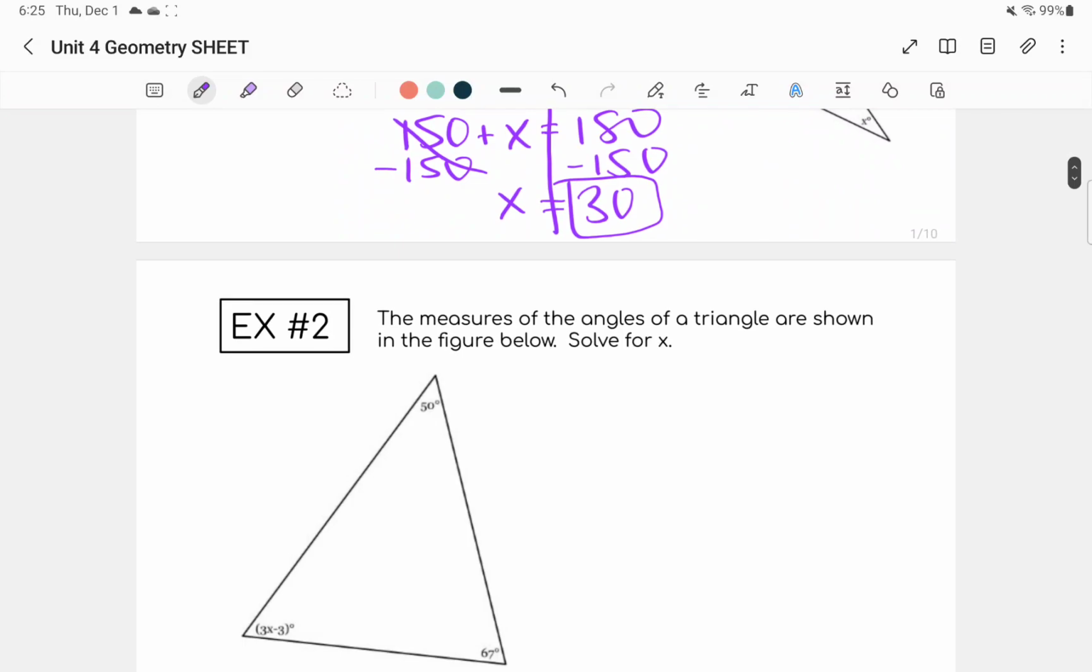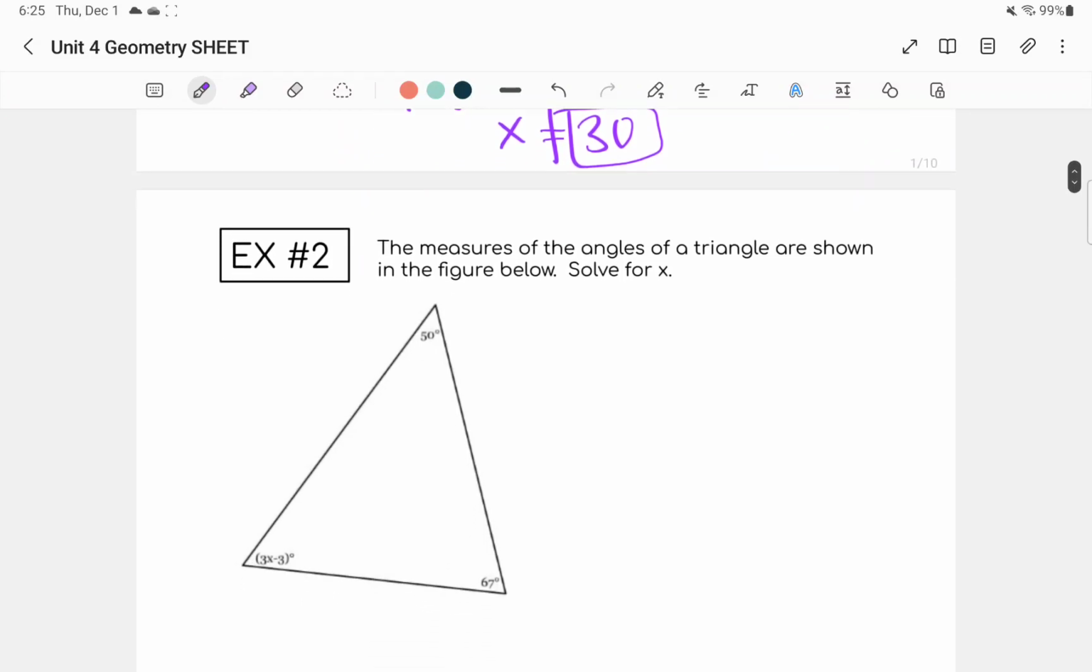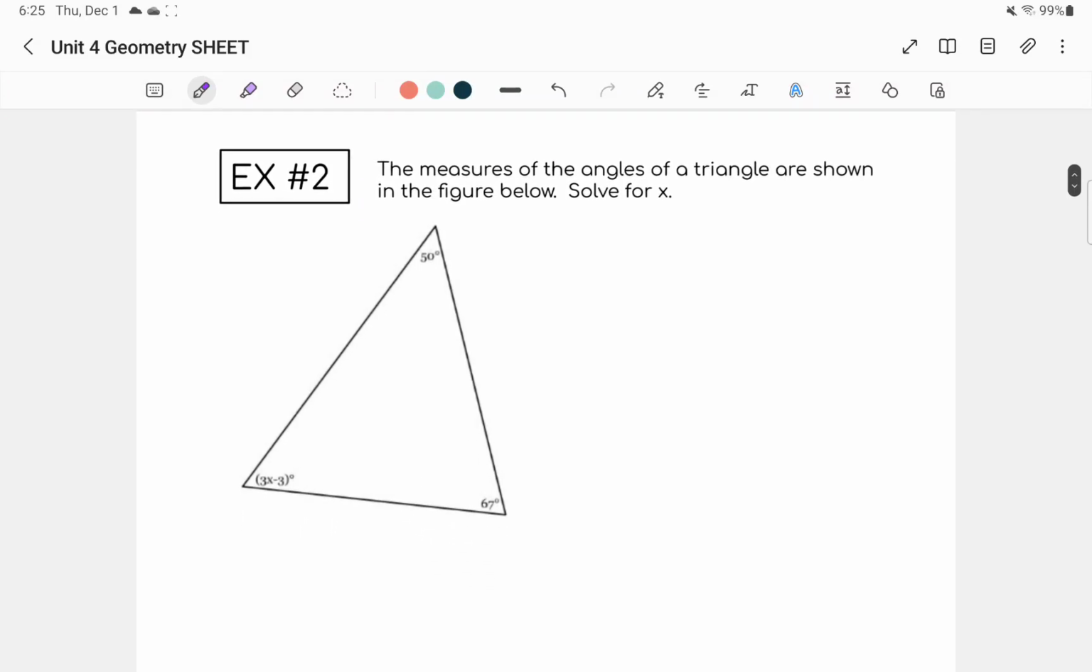The measures of the angles of a triangle are shown in the figure below. Solve for x. So we are going to, again, take all of these angles and they add up to 180. So I'm going to start with 50 plus 67 plus 3x minus 3. And that's all equal to 180. So let's go ahead and simplify.